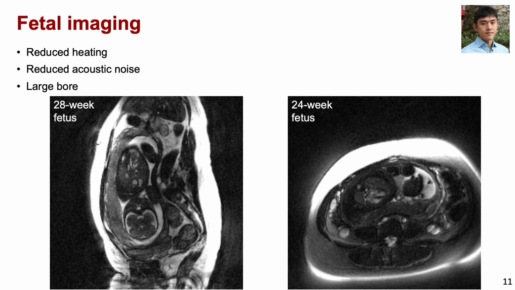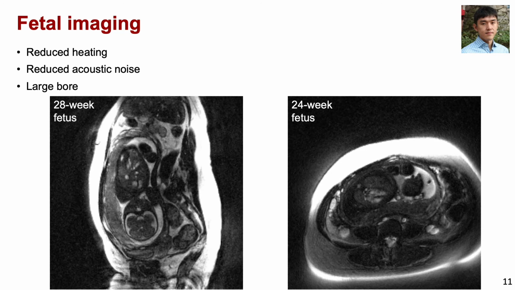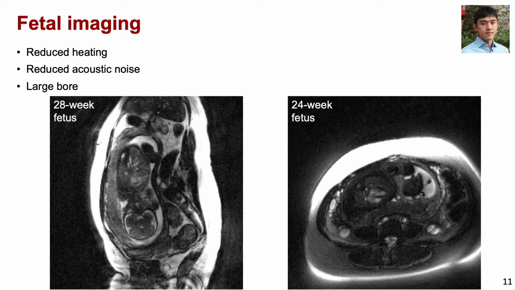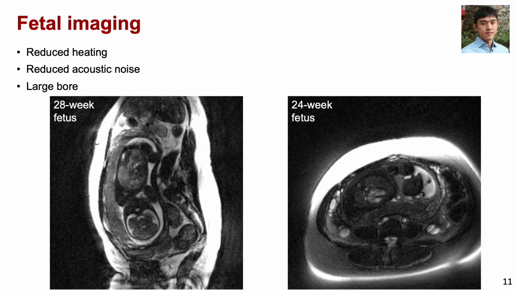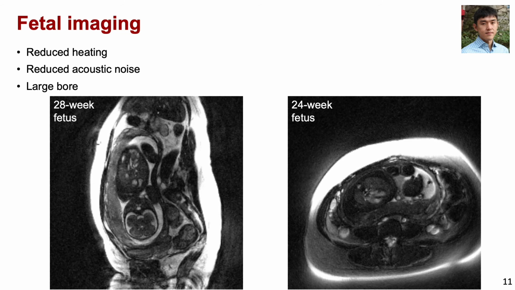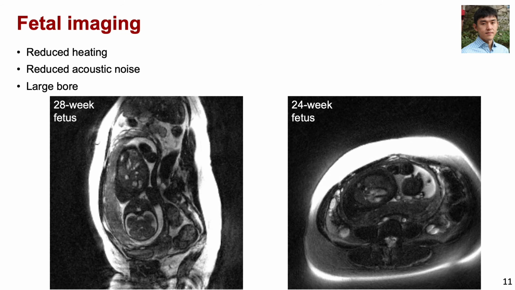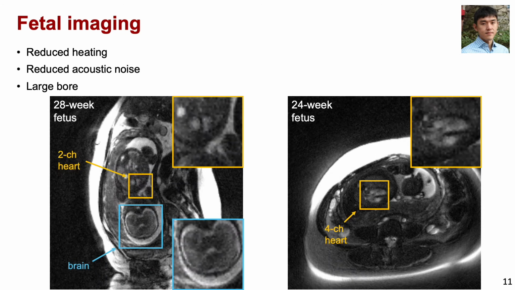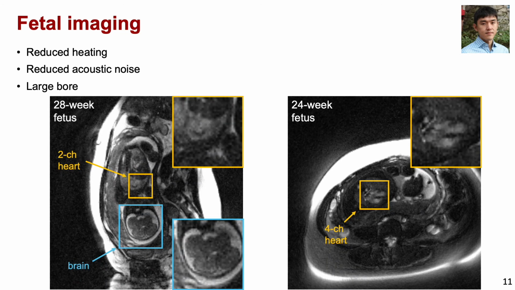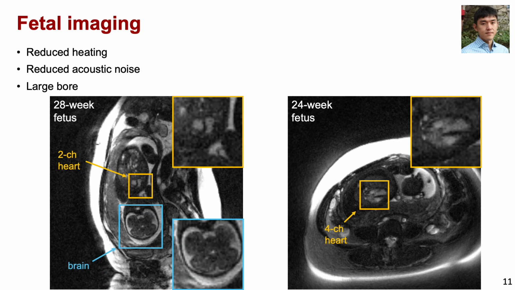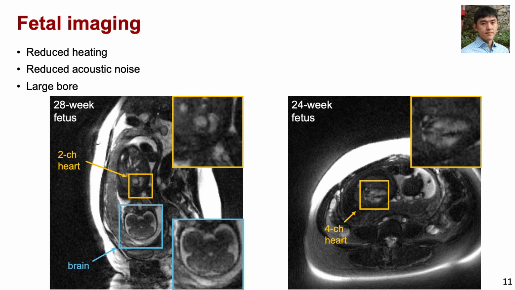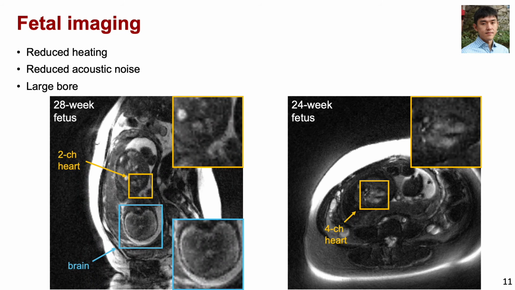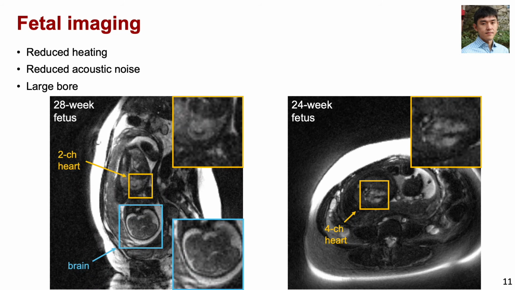And these two examples shown here are recent real-time spiral images, again acquired with a very high in-plane spatial resolution. And if you look closely enough, you will notice some interesting structures, like the two-chamber heart in some moments, and the brain of the fetus is also clearly seen here, and also a four-chamber heart in another view.